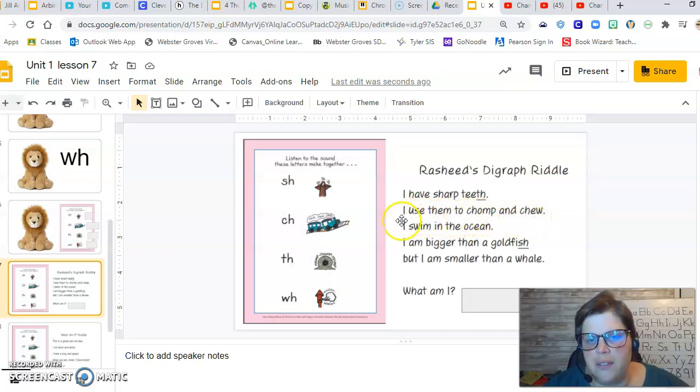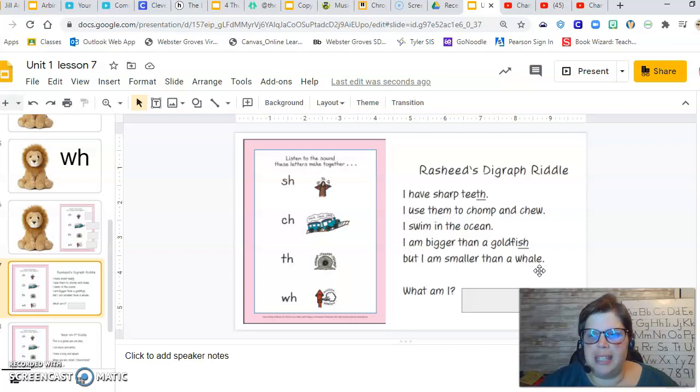Do you see those digraphs? Let's read it together. I use them to chomp and chew. I swim in the ocean. I am bigger than a goldfish. See that digraph? But I am smaller than a whale. What am I? I'm going to give you a second to think about it.